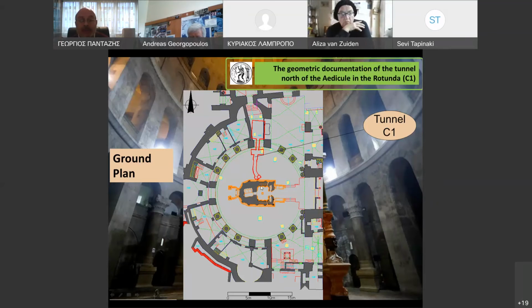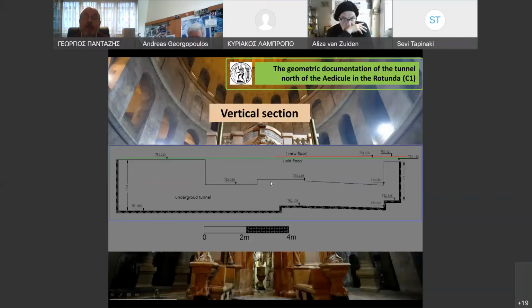This is the ground plan after the geodetic methods, and this is the vertical section by using geodetic measurements. This documentation, of course, was referred to the 3D geodetic network projection, so as to be the correlation of the tunnel's horizontal and vertical position with the Holy Edicule.